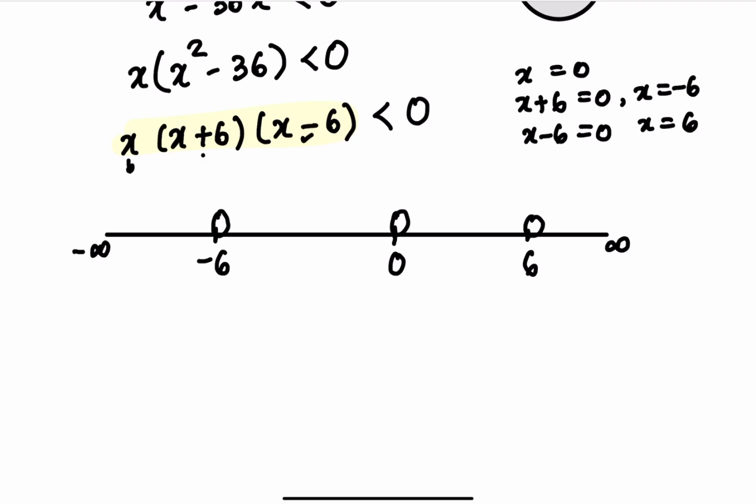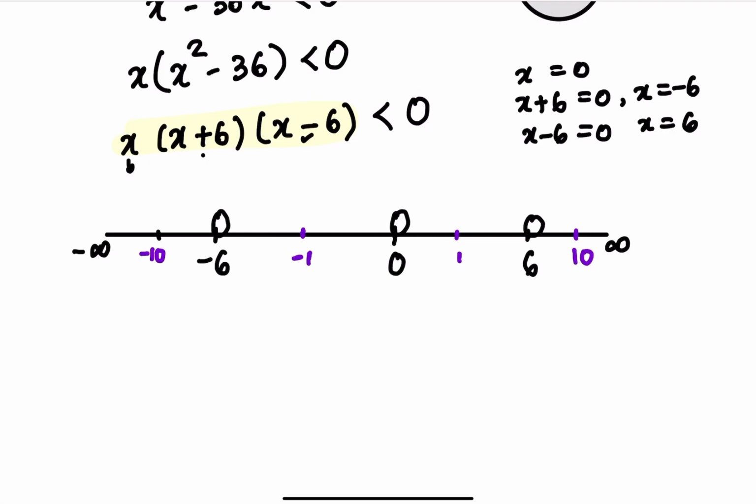Remember, my goal is to get a negative sign. So what I'm going to do is take a value here. Pick any number in between negative infinity and negative 6. I'm going to pick, use a different color, I'm going to pick negative 10. And from negative 6 to 0, I'm going to pick negative 1. Why not? From 0 to 6, I'm going to pick a positive 1. From 6 to infinity, I'm going to pick a 10. Now, once you pick these numbers, all you have to do is plug them in.